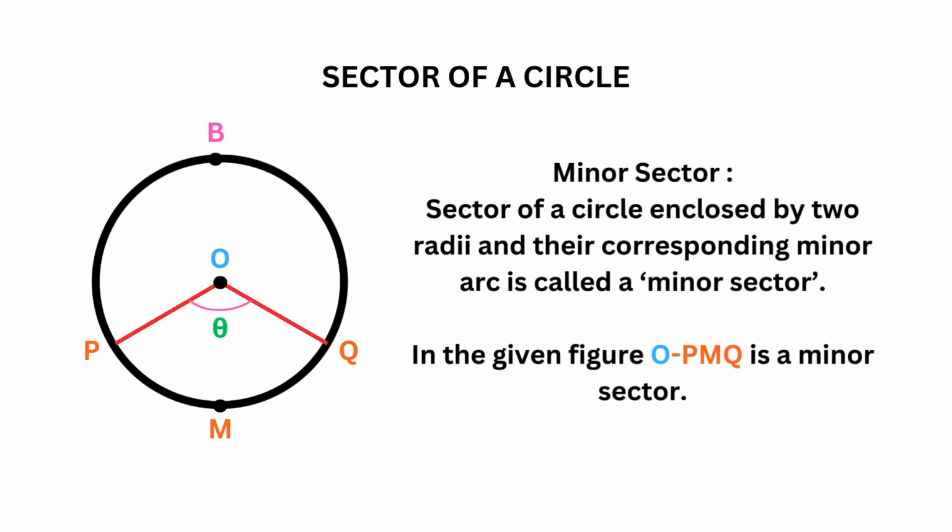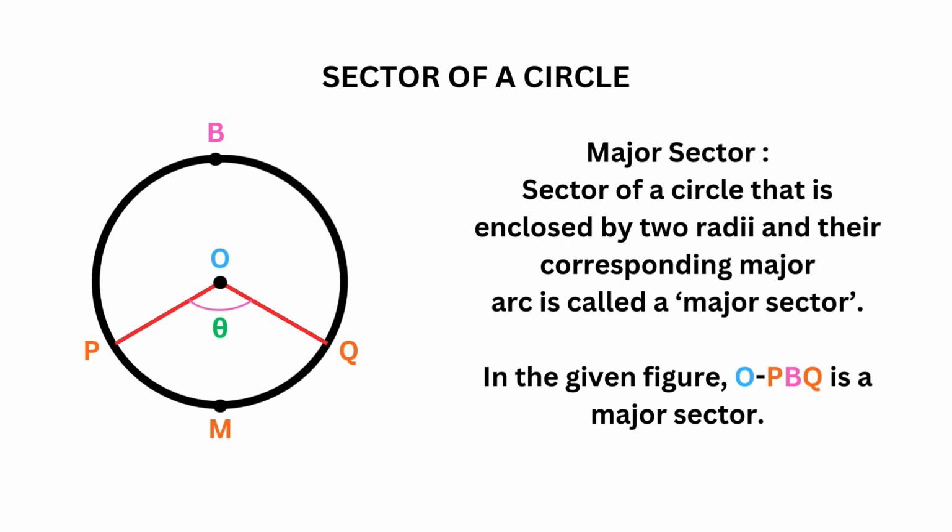Concept: minor sector. A minor sector is the sector of a circle enclosed by two radii and their corresponding minor arc. In the given figure, the region OPMQ is a minor sector. This is the smaller of the two sectors created by the central angle. Concept: major sector. A major sector is the sector of a circle that is enclosed by two radii and their corresponding major arc. In the above figure, the region OPBQ is a major sector. This is the larger of the two sectors created by the central angle.